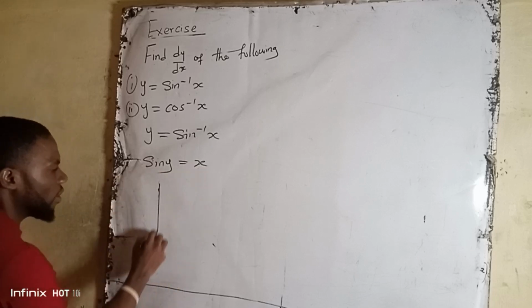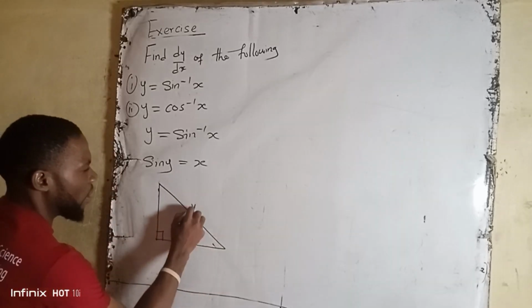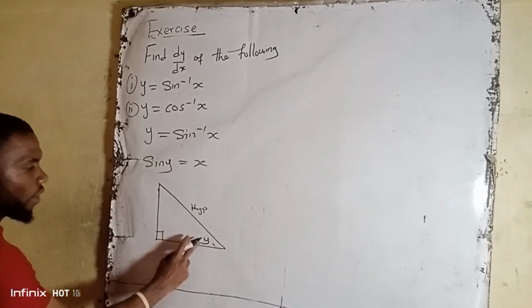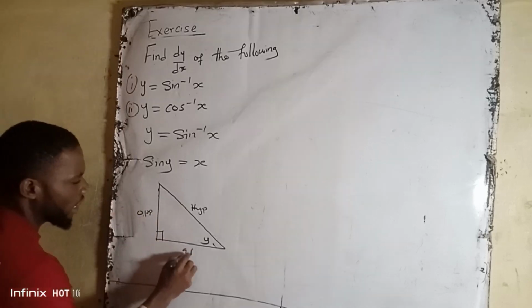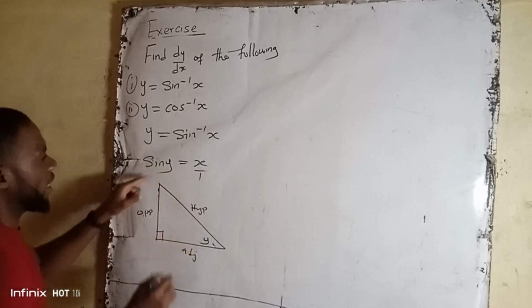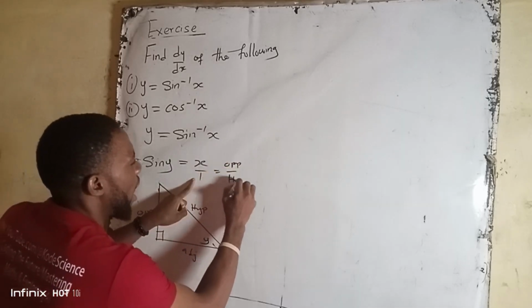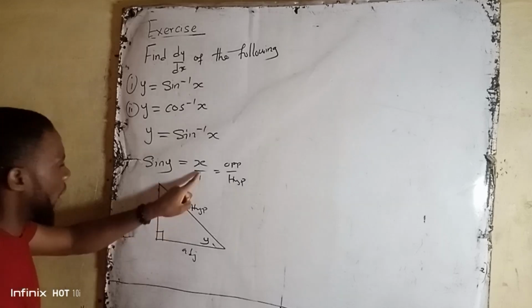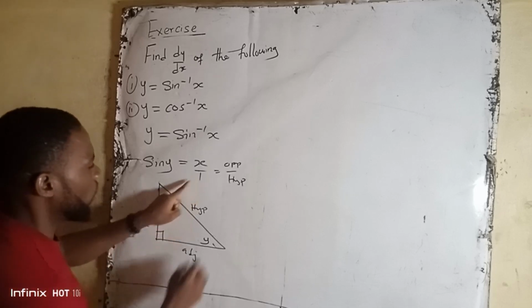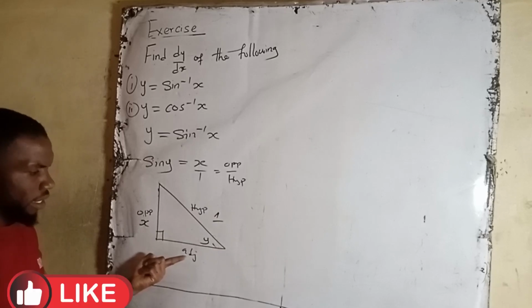Meaning in our trig, maybe we have a trig triangle this way, and let's assume this is our hypotenuse, and this is our y, the angle y, this is our opposite, and this is our adjacent. Now, remember that sine y equals x over 1, which is the same as opposite over hypotenuse. So our opposite is therefore x, our hypotenuse is therefore 1. But we don't know what the adjacent is.